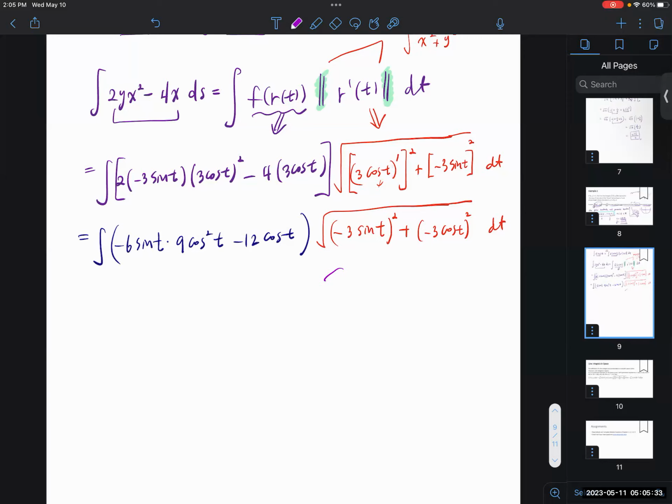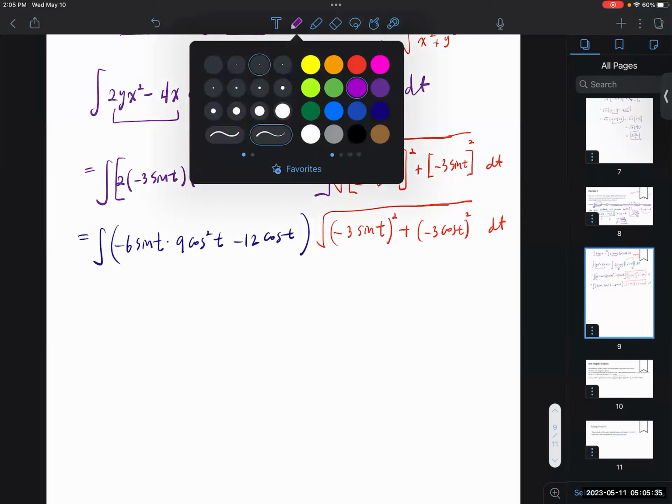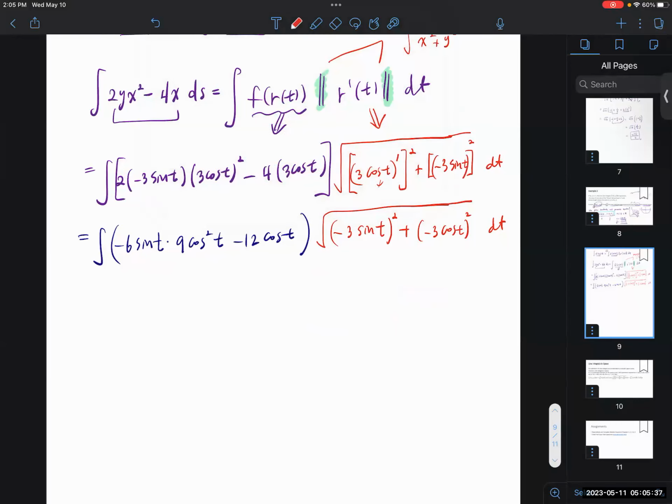I see what you're saying. I see now. Yes, you're right, so this is the derivative. Yeah, I just need that. Thank you. We took the derivative, right? Everything, dt, you took the derivative.